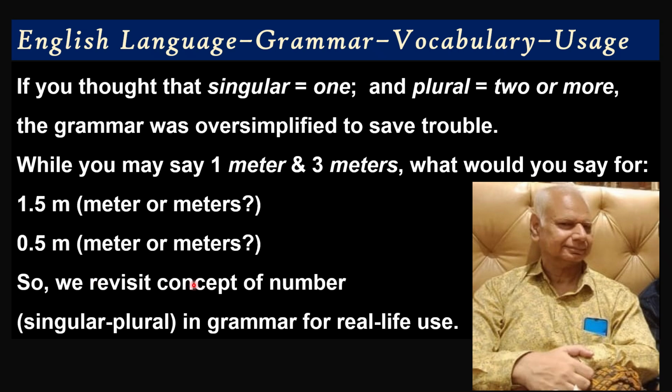So we revisit the concept of number, that is singular and plural in grammar, for real life use. So when it comes to numbers between 1 and 2 or values less than 1. Now 1 is singular. So less than 1, it cannot be singular. If you define 1 as singular, less than 1 cannot be singular. So what will you say? And what will you say for 1.5, which is between 1 and 2, more than 1 but less than 2? So it's not 1 and it's not 2 or more. So in fractional quantities, what is the correct form, singular or plural? We shall see.